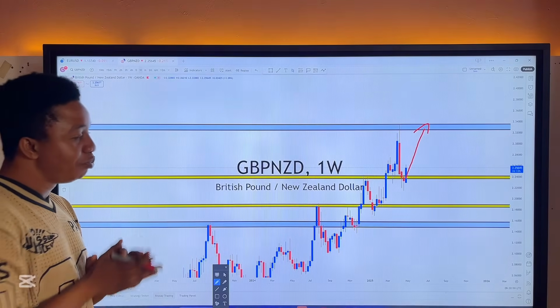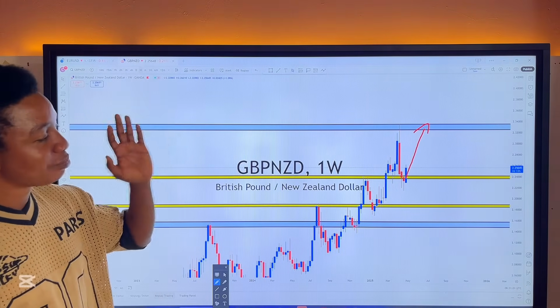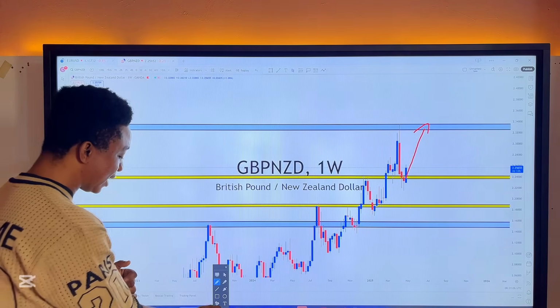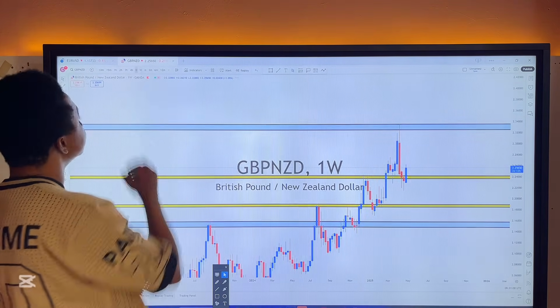Simple as that. So based on what we are seeing on the weekly, we know that price will make another move to the upside. But how is it going to make that move? Let's take it again to a daily time frame to find out.